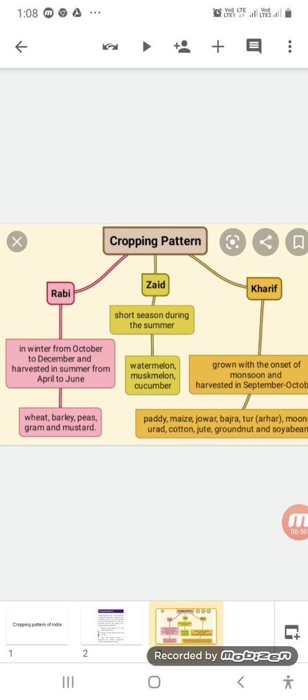The sowing season for these crops is winter. That means the crops are sown in October and December. The same crops are harvested in summer, that means in April and June. The examples of this type are wheat, barley, peas, gram, mustard, etc. And the states where these crops are predominantly cultivated are Punjab, Haryana, Himachal Pradesh, Uttarakhand, UP, and the Union Territory of Jammu and Kashmir.